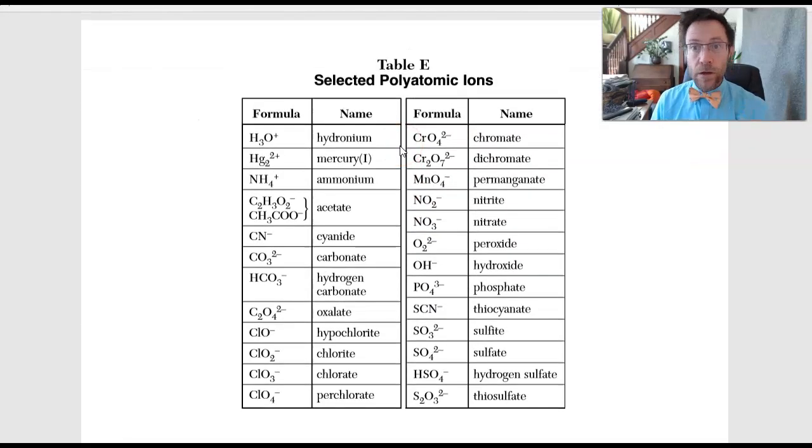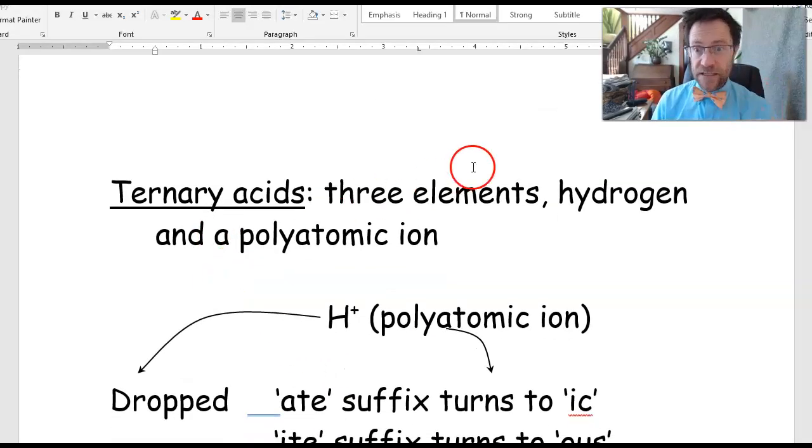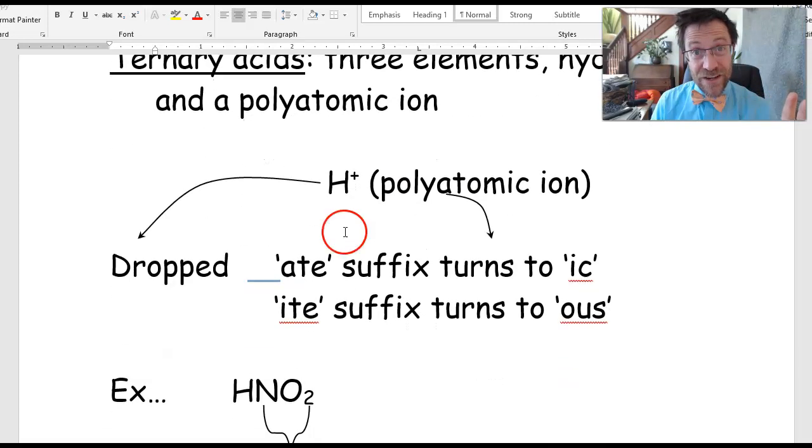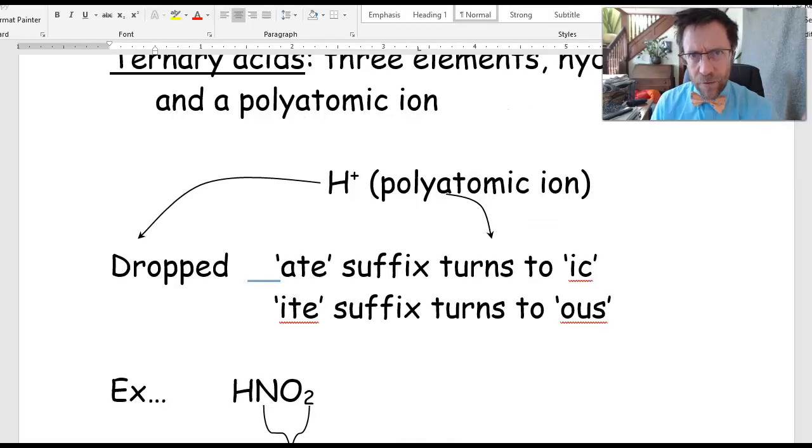All right, what we're going to need for right now is this thing right here. We're going to need to look at table E, because what's coming up are these ternary things where we have three elements. It's going to be hydrogen and a polyatomic ion. This is actually easier than the first one, because if there's a polyatomic ion, you just focus on the polyatomic ion. And that is it. You guys already know they're all right there. You don't really have to look anything up.